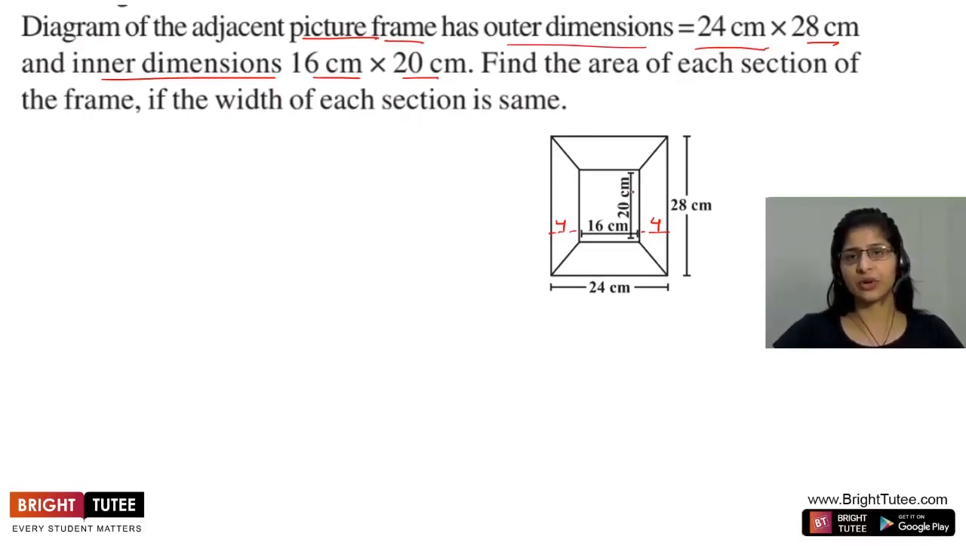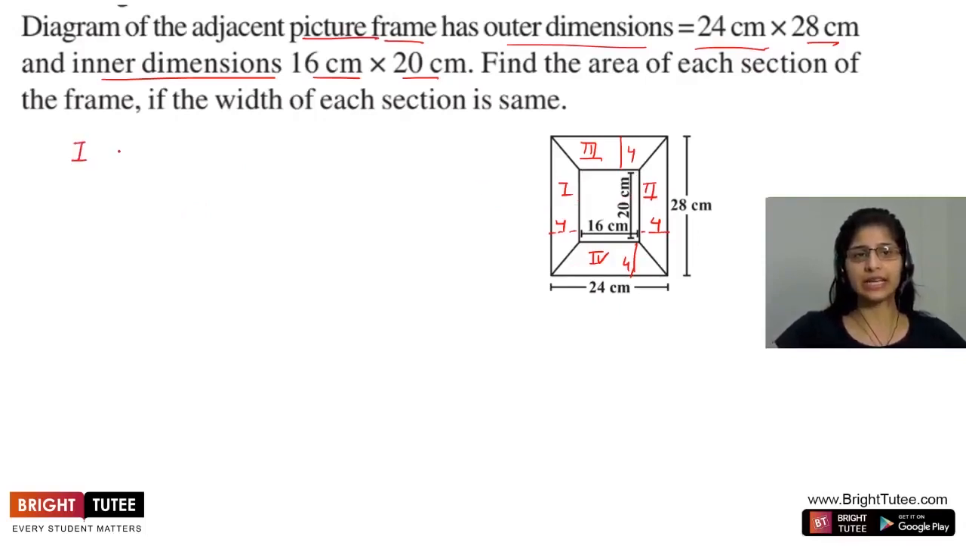So if this is 4, this is 4. Similarly, this complete side is 28. If this is 20, then 8 is left, so this is also 4. The height is 4. Here also the height is 4. So we see there are 4 sections: first, second, third, and the fourth one. It is divided into 4 parts, the outer part, that is the frame part. So we have to find out the area of each of the sections.